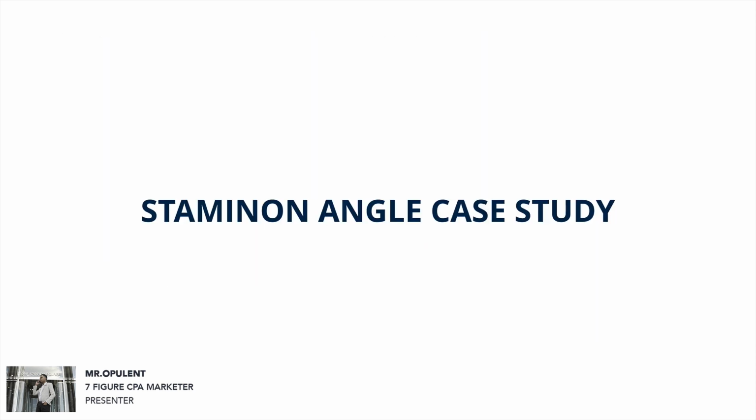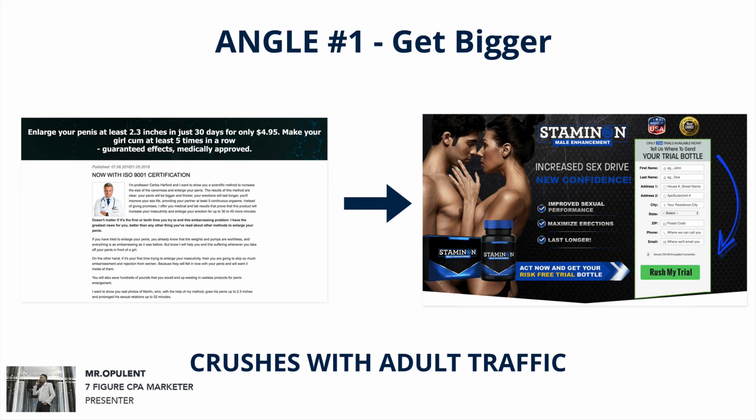As an example, I want to go through an actual male enhancement offer that I ran myself. You'll be surprised at how literally changing the angles, which is basically changing the marketing theme, can influence the performance of the campaigns. What I was doing with this specific offer is promoting this male enhancement offer on adult traffic, and I was using the angle of helping somebody get bigger, okay?